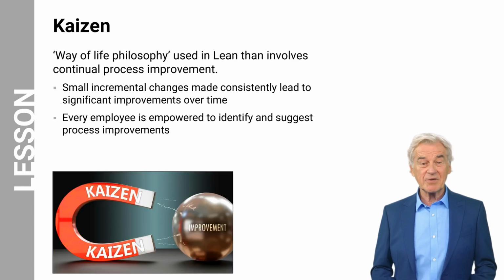The foundation of lean principles stems from this idea called Kaizen. Kaizen is a way-of-life philosophy used in lean that involves continual process improvement. This philosophy emphasizes that small, incremental changes made consistently can lead to significant improvements over time. Organizations that successfully implement Kaizen create a culture where employees can identify and suggest process improvements.